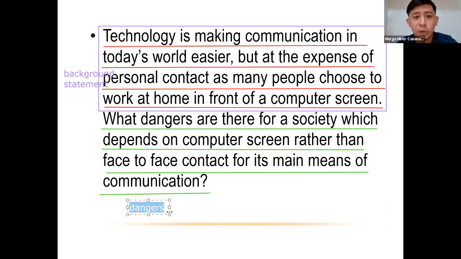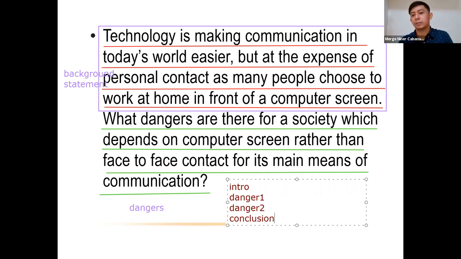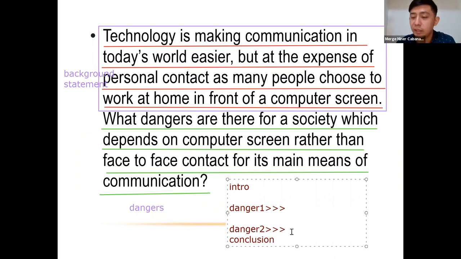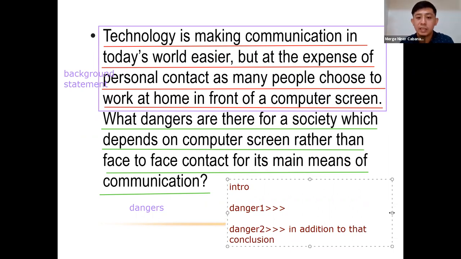But here's the problem. How am I going to arrange that into an essay form? Okay, take a look at this. Let me use a red one. So introduction, obviously, and then danger one, paragraph one, danger two, paragraph two, and then conclusion. So I can separate one danger for one paragraph and another danger for another paragraph. So introduction and then space and then paragraph one, space. And then for danger two, because they are basically the same, I'm talking about the danger of depending on computer screen, relying heavily on it, then I can use in addition to that. Okay, that's nice. So that's what will happen for this type of question.